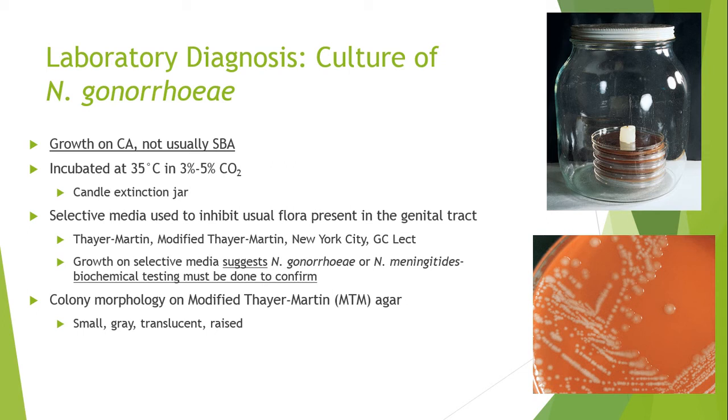So if you see growth on your chocolate agar and no growth on your sheep blood, and you have growth on your modified Thayer-Martin, it suggests that you have one of these pathogens, Neisseria gonorrhea or Neisseria meningitis. You can't confirm that. You have to do biochemical testing to make sure, but it's a strong suggestion. What it looks like on colony morphology on modified Thayer-Martin and chocolate is just this gray, small, translucent, might be semi-opaque, slightly raised.